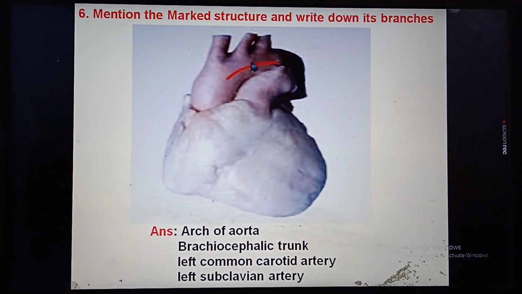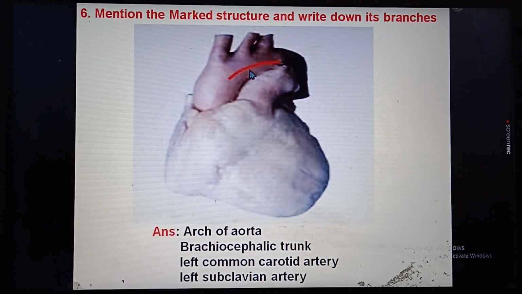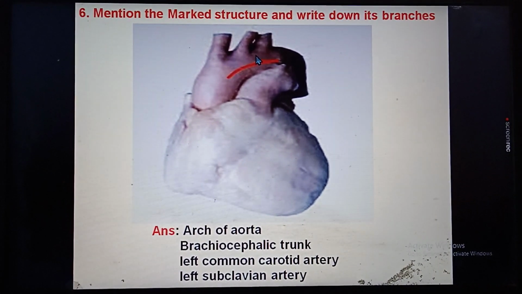Mention the marked structure and write down its branches. Here it is marked. This is the arch of aorta, and the branches are the brachiocephalic trunk, then the left common carotid and the left subclavian.